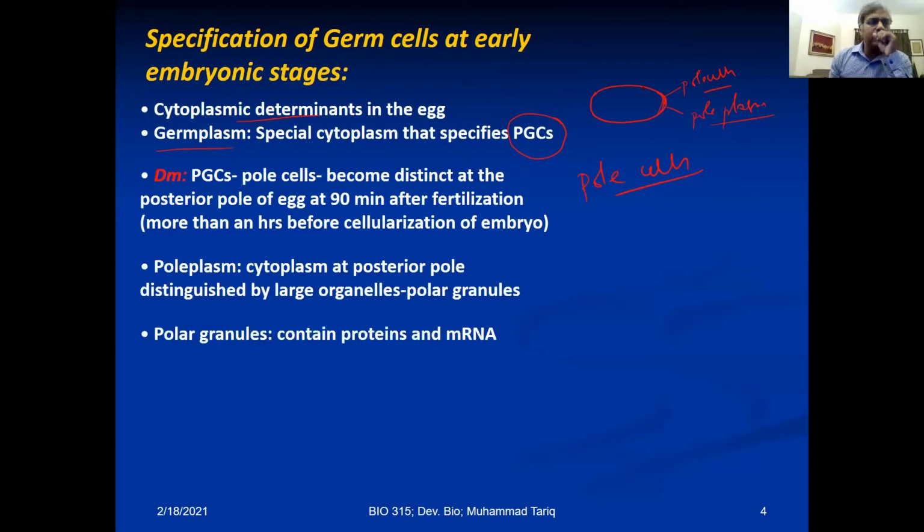So pole plasm at the posterior pole in fruit fly, this region is distinguished by the presence of specific large polar granules. If you try to observe at that particular stage, you will see some granules, and these polar granules contain specific proteins and messenger RNA, and some maternally contributed genes as well.